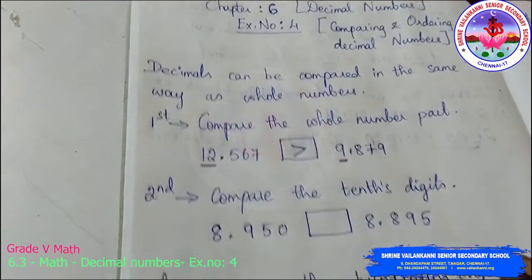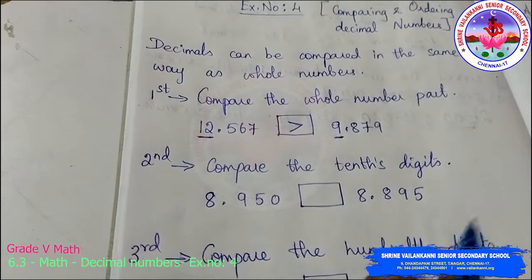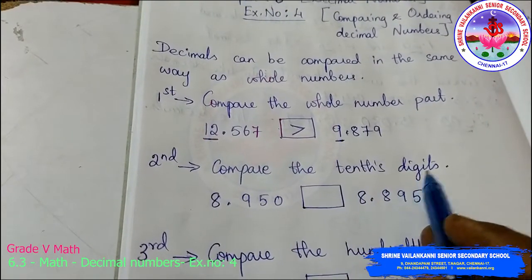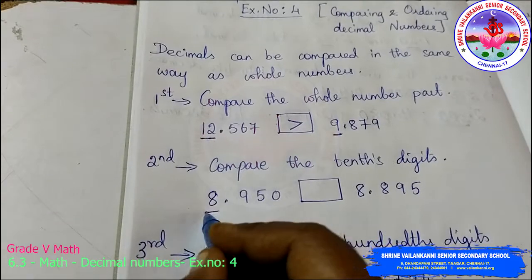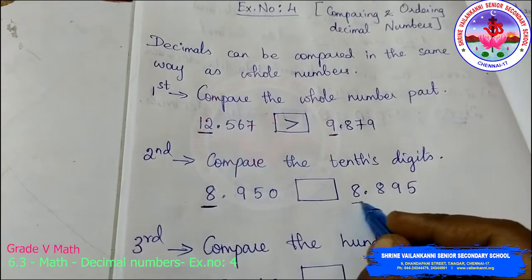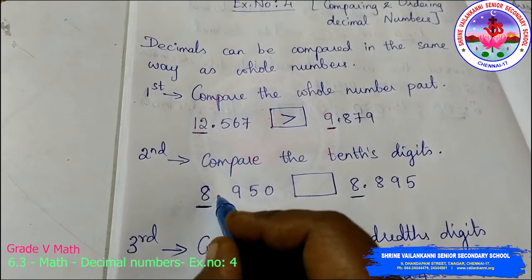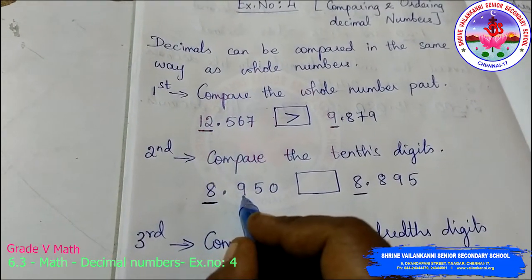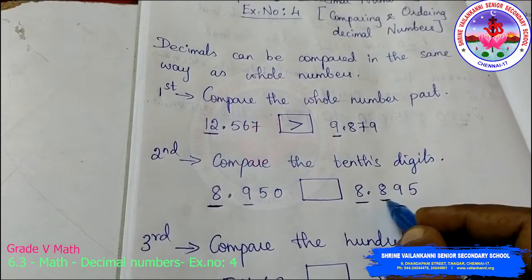Next, what happens when the whole numbers are similar? The second step: compare the tenths place digit. See here, when the whole numbers are the same, you can start comparing after the decimal point, the first place, the tenths place value.